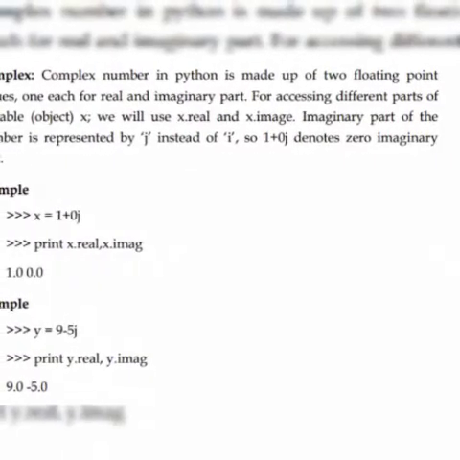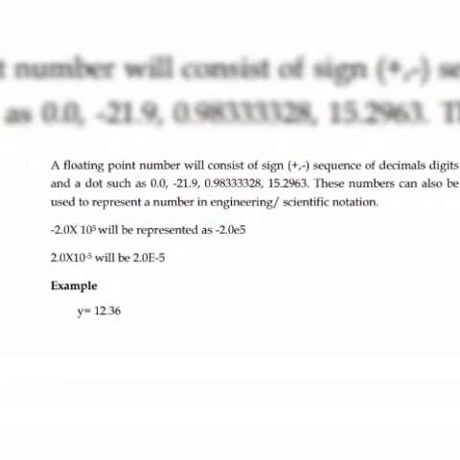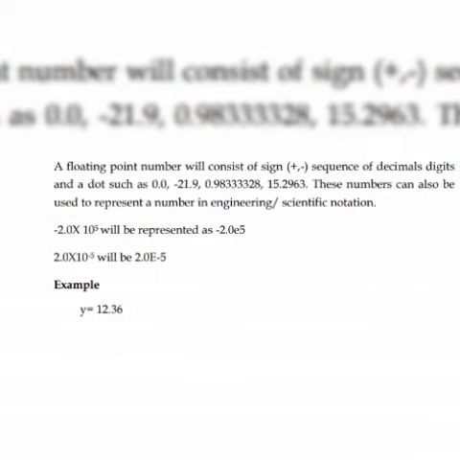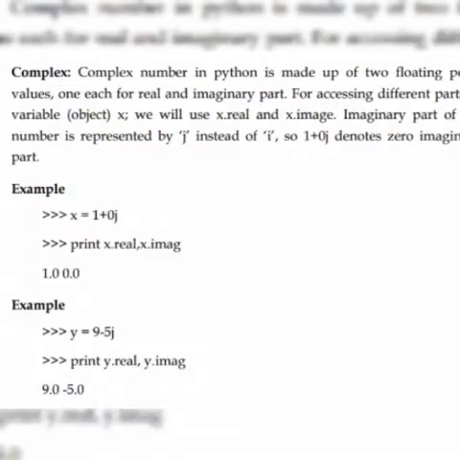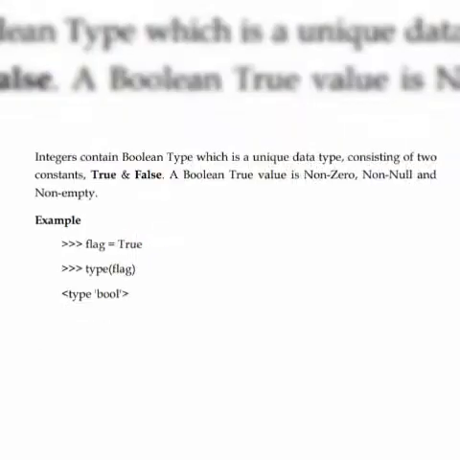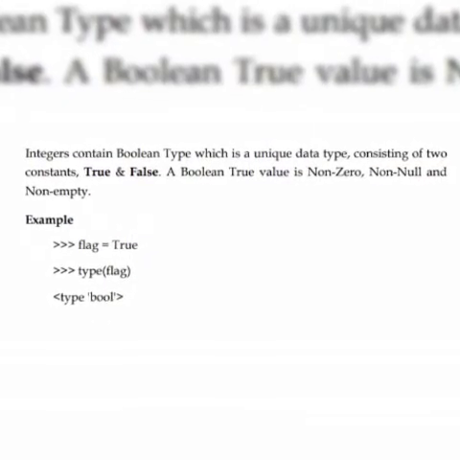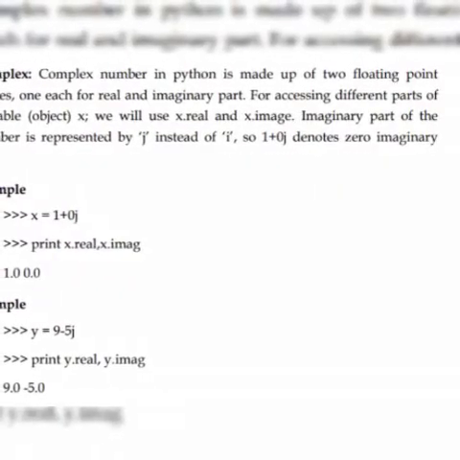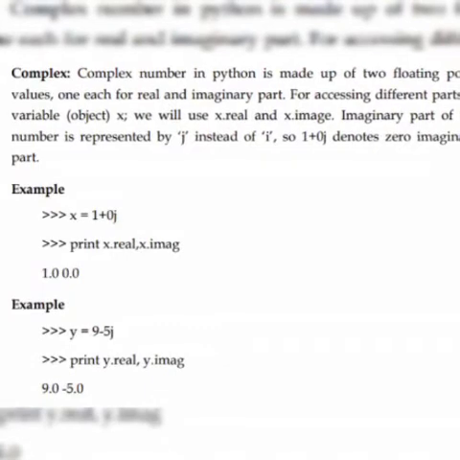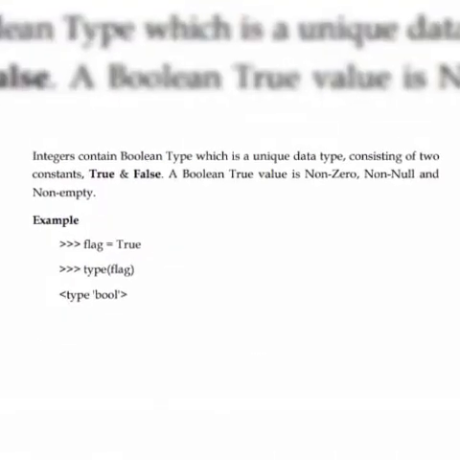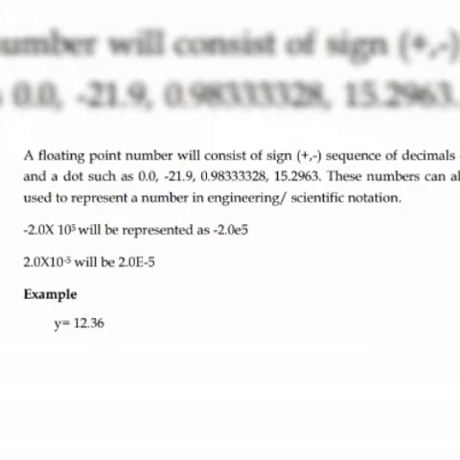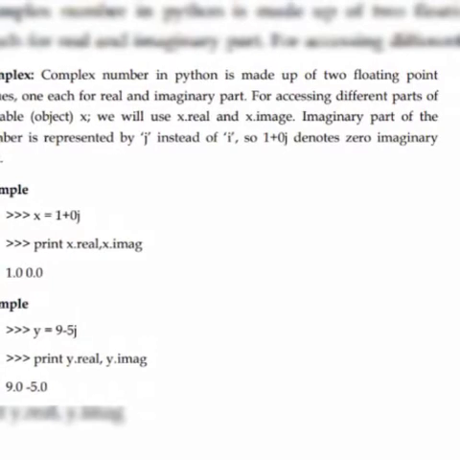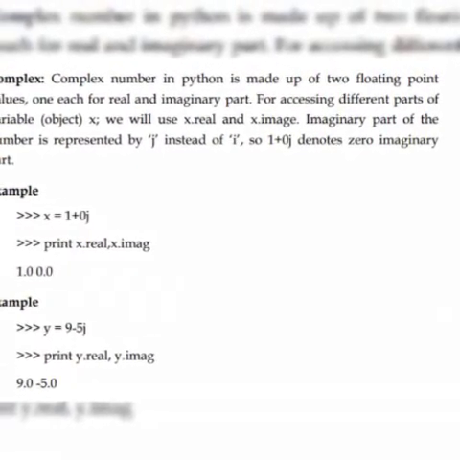Then I have written type flag, to find which type of data flag is holding. Flag is a variable which holds the value true. Then the result is type bool, that is, it holds a Boolean type value. Bool means Boolean type value which has either 1 or 0, and here flag is equal to true. True means 1 value. When we have true, that is 1. When we have false, that is 0.